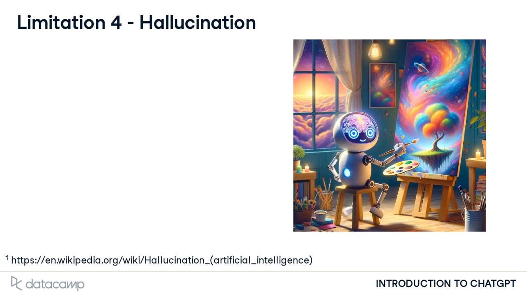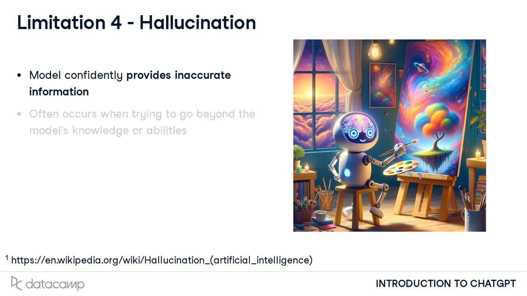Another common issue when interacting with ChatGPT is hallucination, which is when the model confidently tells us inaccurate information. This often occurs when attempting to go beyond ChatGPT's knowledge cutoff or abilities. Hallucinations can be difficult to identify without being able to validate the results, but fortunately, one of the most active areas of LLM development is the identification and reduction of hallucinations.